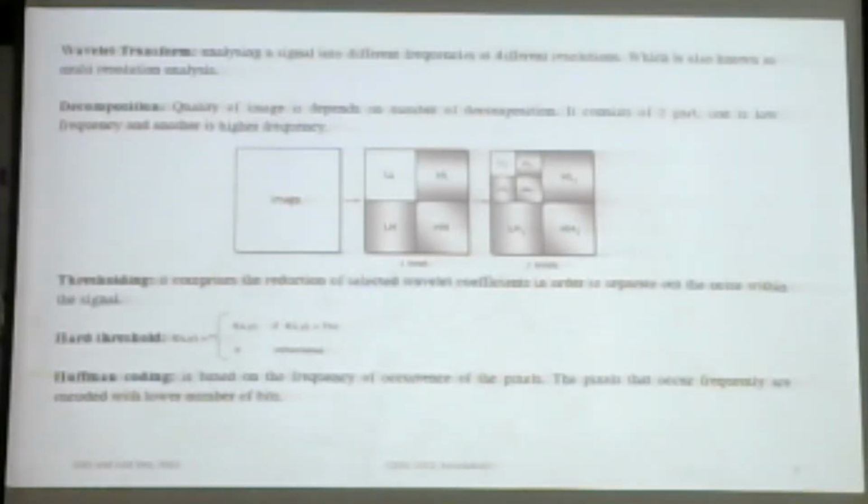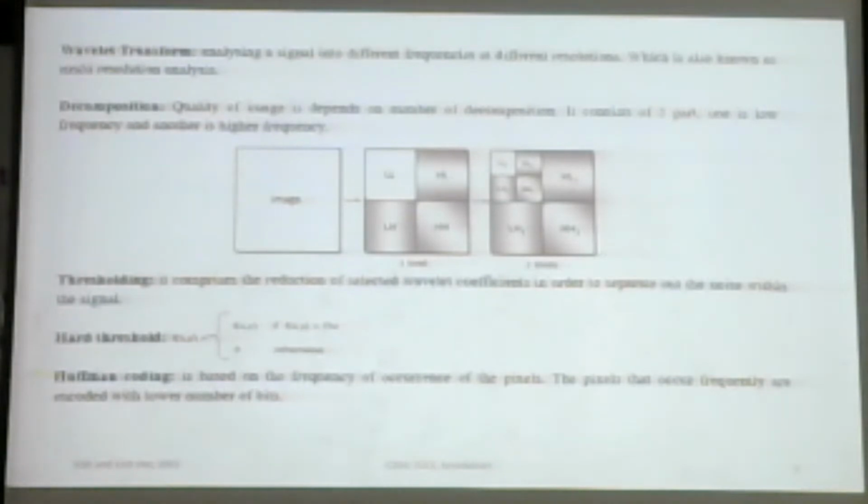There are two types of thresholds: hard threshold and soft threshold. A hard threshold is where we select a threshold value. If the pixel values are greater than the threshold value, those pixel values are kept as they are. If the pixel value is lesser than the threshold value, then make it 0 or discard it.